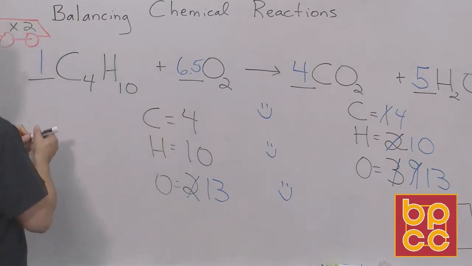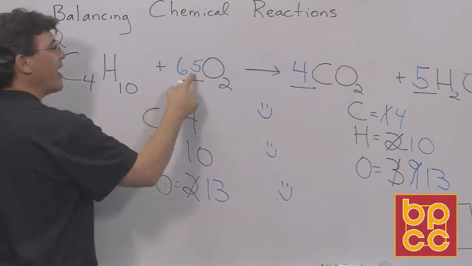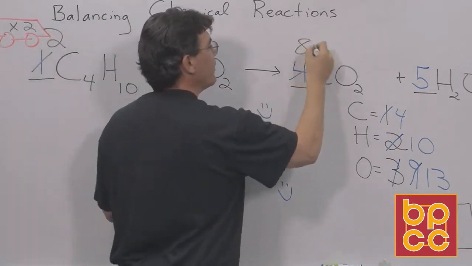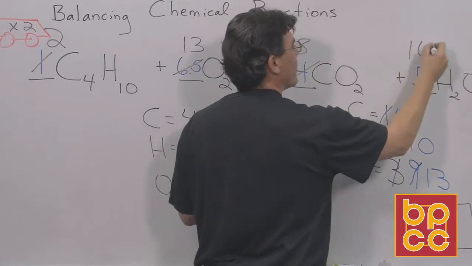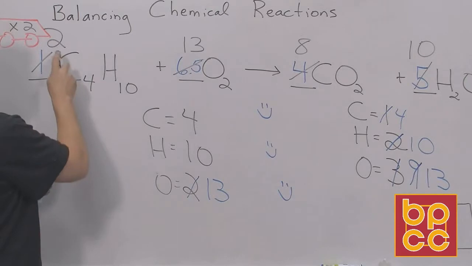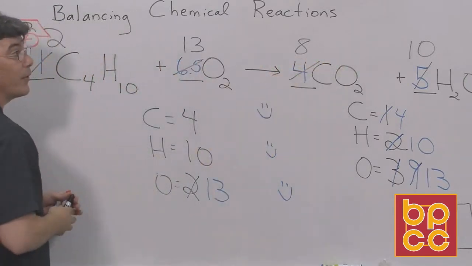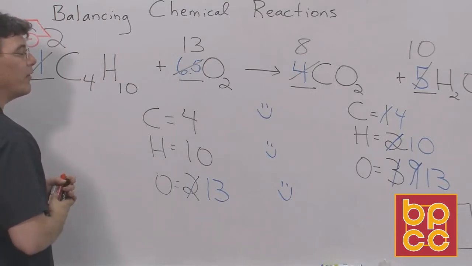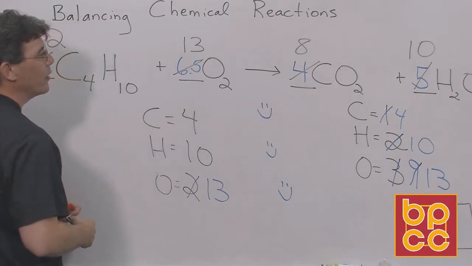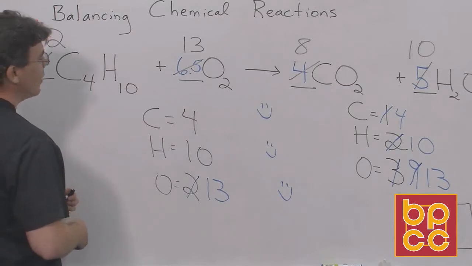So let's do that. If we multiply 1 by 2, we get 2. And if we multiply 6.5 by 2, we get 13. 4 by 2, we get 8. And 5 times 2 gives us 10. So the numbers we want for our coefficients in the end for this reaction are 2, 13, 8, and 10. Again, they don't add up to the same numbers on both sides, but what it does do is balance element by element, atom for atom, our reactants with products. Okay?